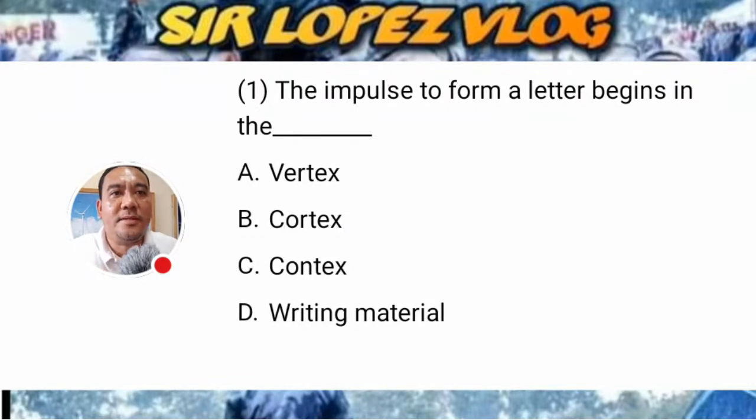Alright, question number 1. The impulse to form a letter begins in letter A, Vertex, letter B, Cortex, letter C, Context, or letter D, writing material. Okay? The impulse to form a letter begins in the Vertex, Cortex, Context, or writing material. Let's proceed to question number 2.